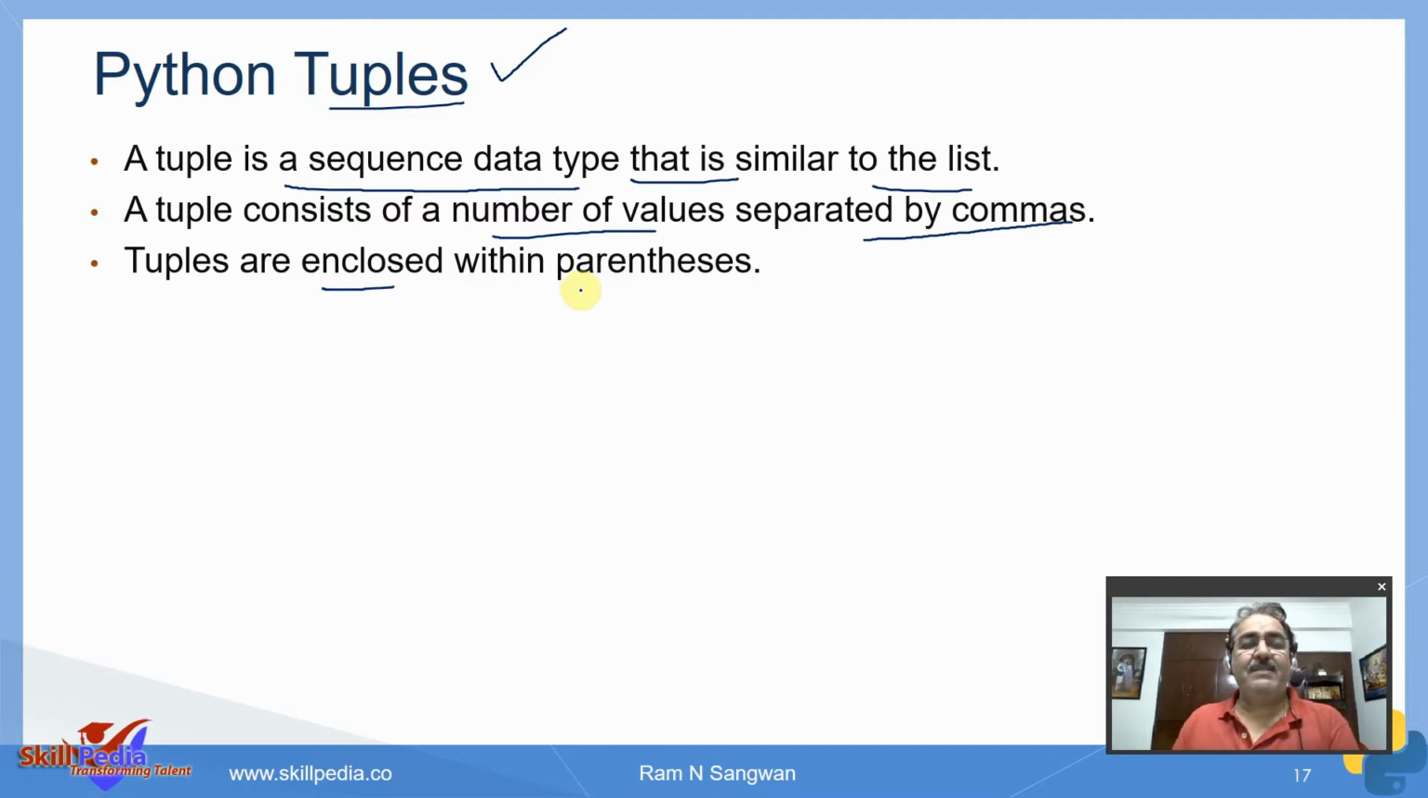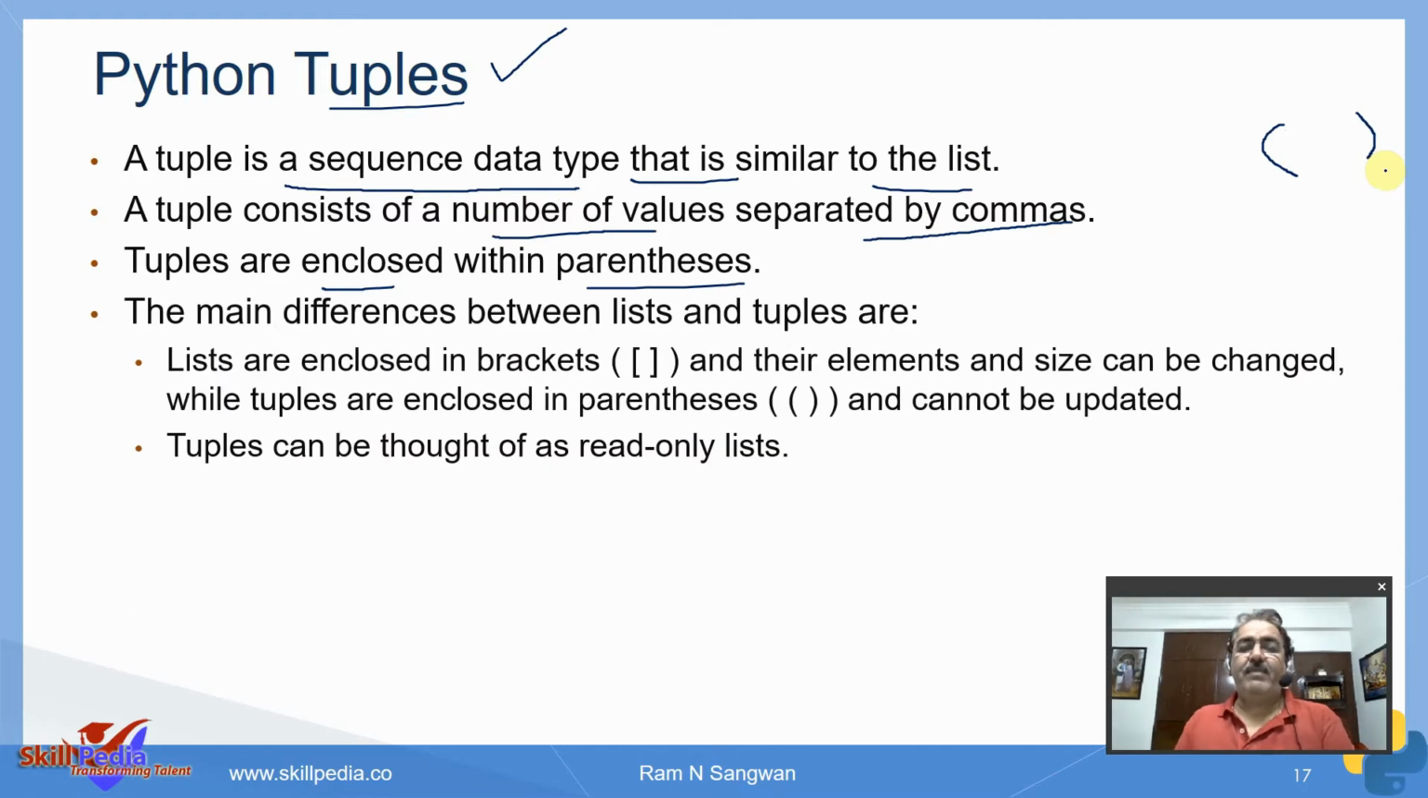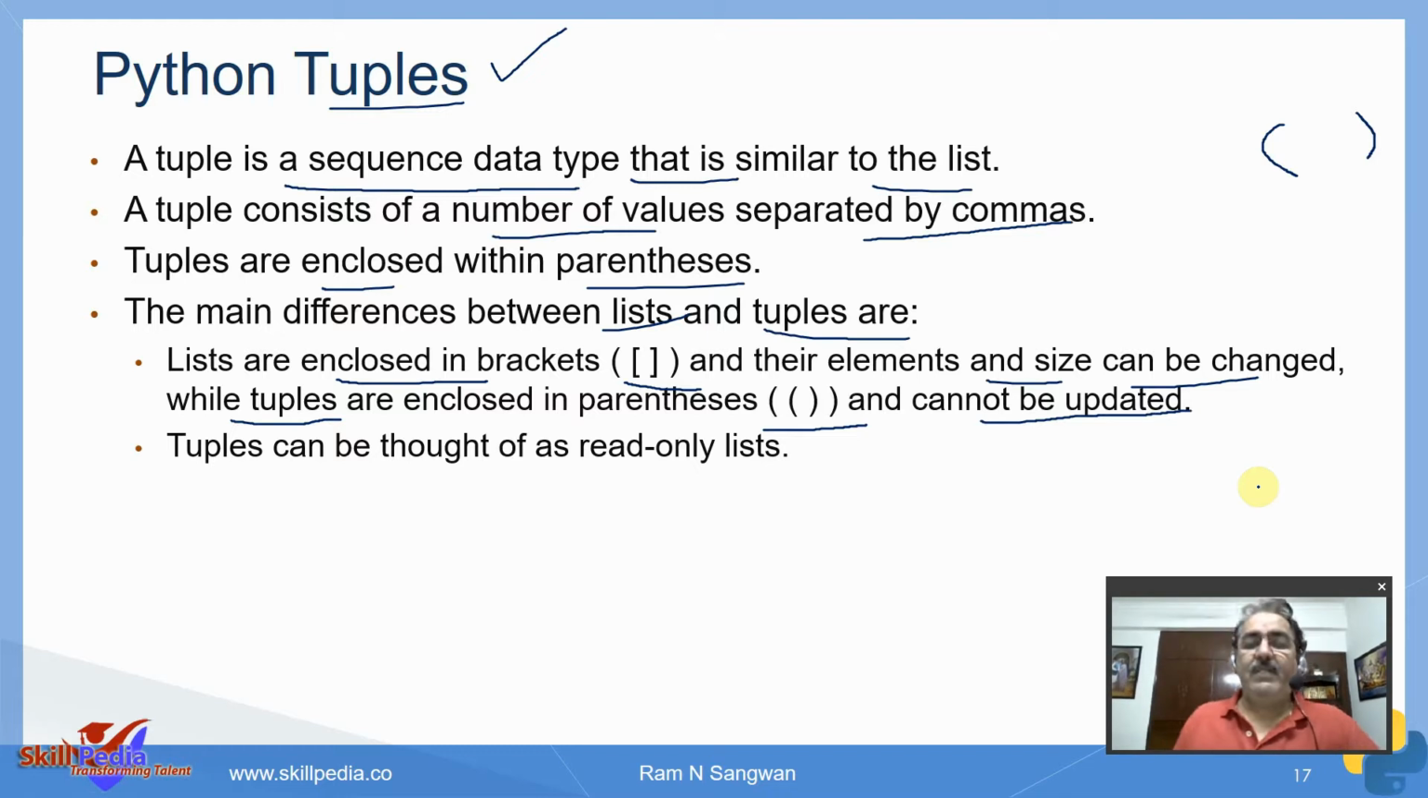Tuples are enclosed with parentheses. That means instead of square brackets, we put them into parentheses. The main difference between lists and tuples is that lists are enclosed in square brackets and their elements and size can be changed, while tuples are enclosed in parentheses and cannot be updated. That means you cannot update them. They are immutable. You cannot change their value.